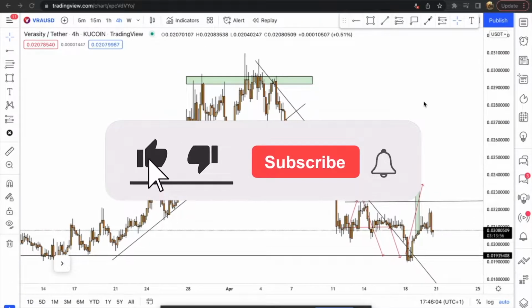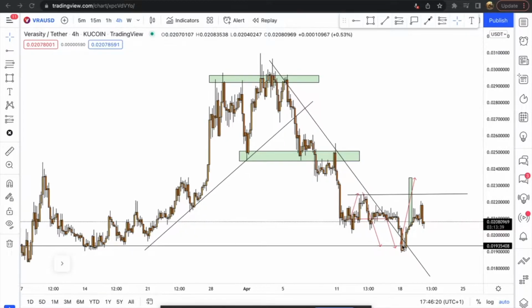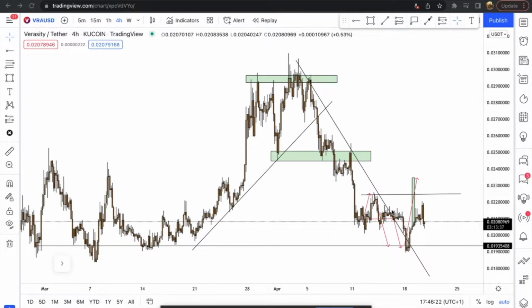So I'm just doing the update for you on Verasity. Now this is the analysis from last time. I thought I'd leave it on just to show you. I think what I was saying in the previous video is it was around this level here, and what I was looking for was a pullback potentially to create a lower high, and then I was looking for that push further into this area of support, which you can see has actually worked out pretty well off the analysis.